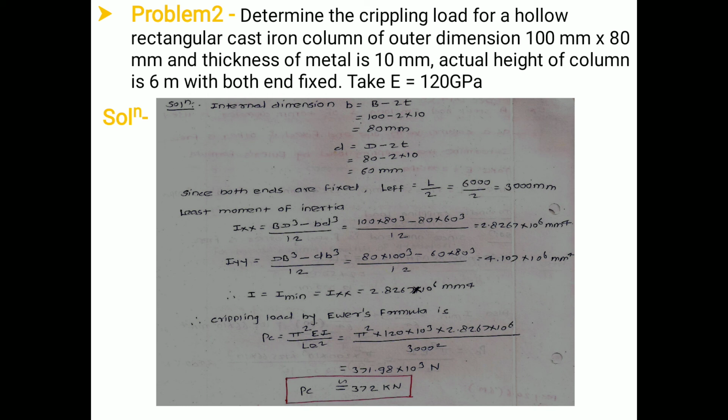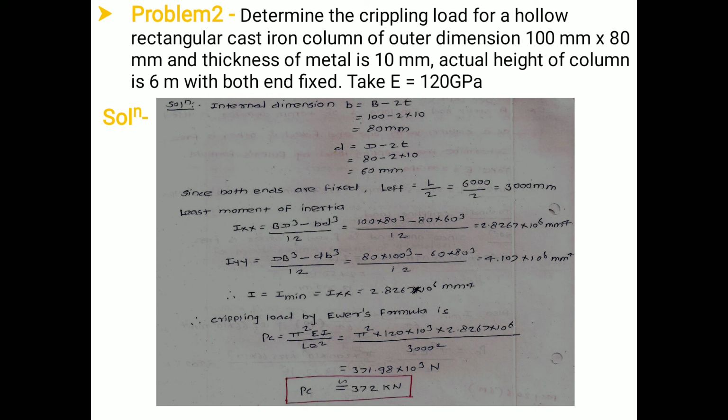So as per the problem statement, we have to determine the crippling load for a hollow rectangular cast iron column which has the outer dimension, that is its width into height is 100 mm by 80 mm and the thickness is also given, it is 10 mm. The height of the column is 6 meters. So height is nothing but the length of the column with both ends fixed. Take E is equal to 120 GPa. So the end condition given is both ends are fixed.